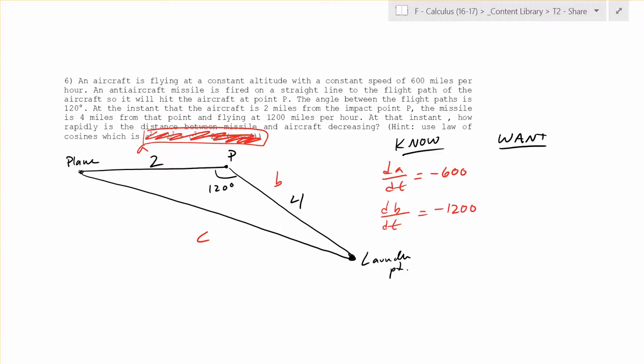So what do we want? What are we looking for? dC. We want dC dt when what? A is 2 and B is 4. Yes. Are we okay with it? Those are the statements right there.